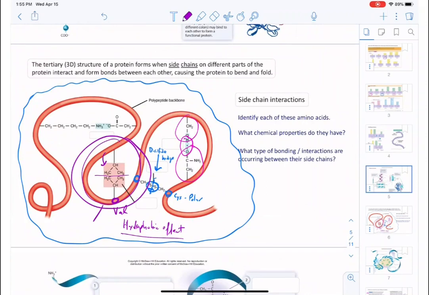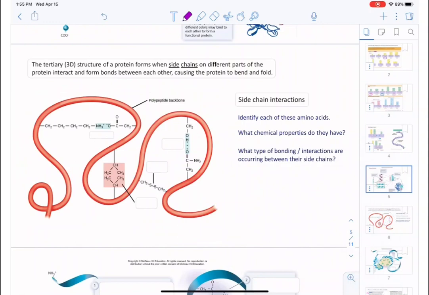And then just to reiterate why that's so important: it's these interactions between the side chains that are causing the protein to fold back on itself and form its tertiary, its 3D structure. And the reason that's important is because proteins are not functional until they reach that tertiary, that three-dimensional state.